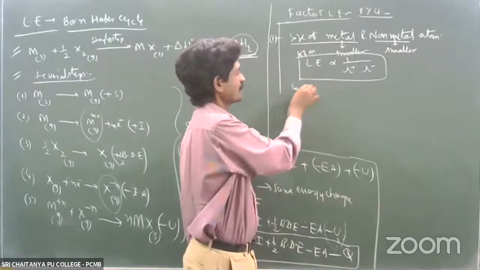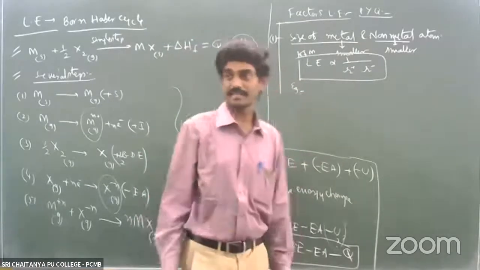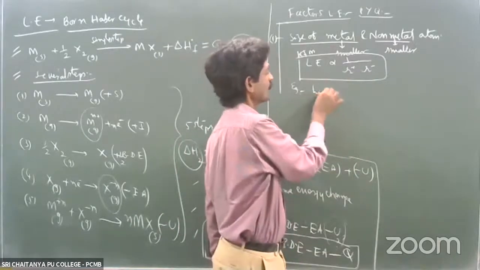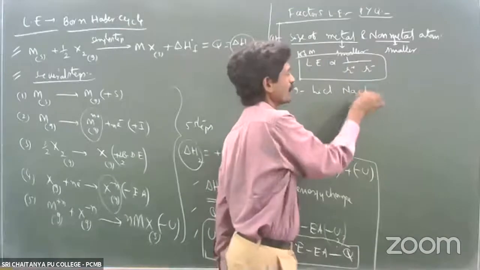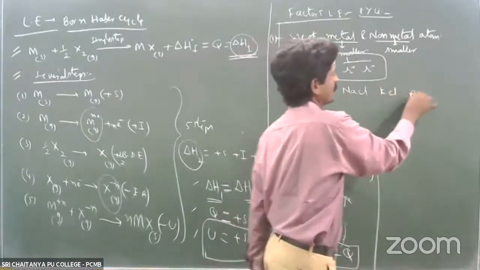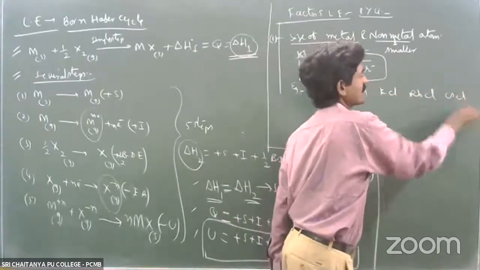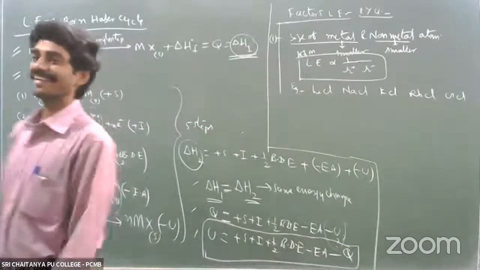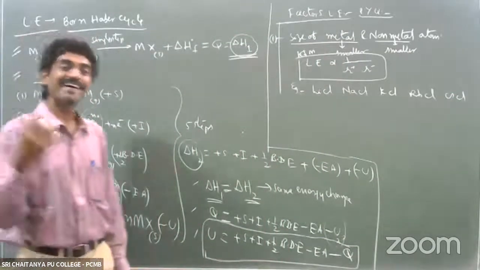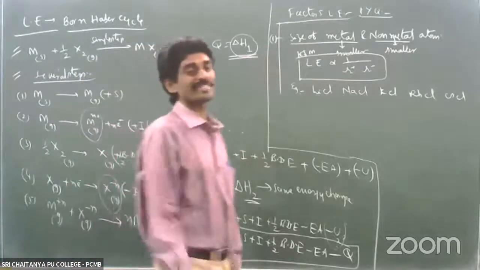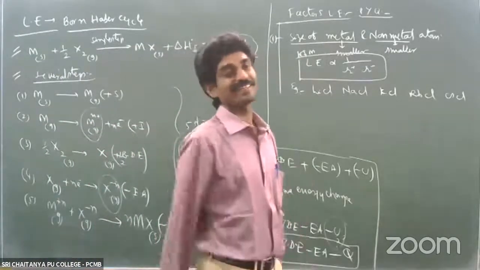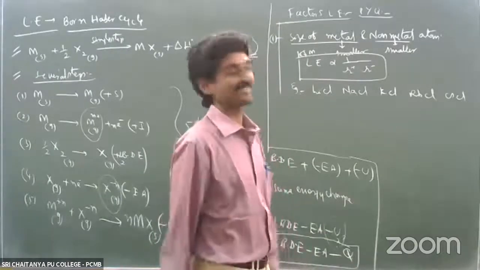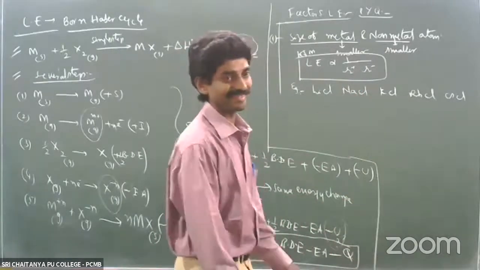What type of questions can you come across in previous years? For example, there is lithium chloride, sodium chloride, potassium chloride, rubidium chloride, and cesium chloride. They will ask which among the following ionic compounds has high lattice energy or low lattice energy, in increasing order or decreasing order of lattice energy. How to answer it? Our concept is there, right?